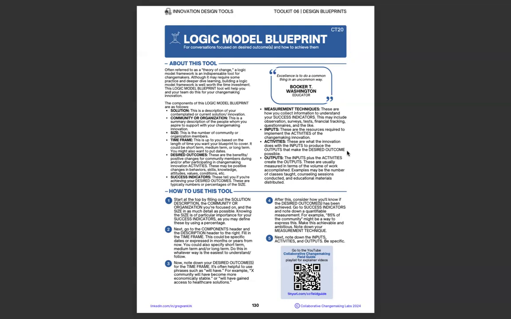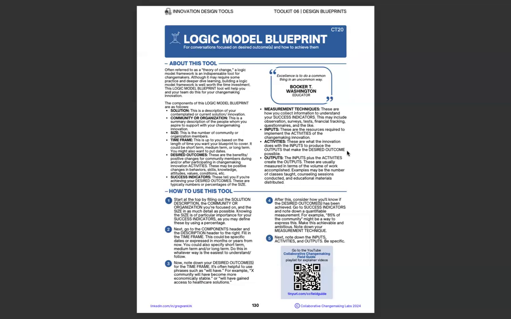The components of this logic model blueprint are as follows. Solution. This is a description of your contemplated or current solution or innovation, right? Community or organization. This is a summary description of the people whom you aspire to support with your change-making innovation. So who is the community? Who are the quote unquote beneficiaries, right? The community, the organization, the team, what have you. Size. This is the number of community or organization members, an estimate. Time frame. This is up to you based on the length of time you want the blueprint to cover. It could be a short term, medium term, or long term.